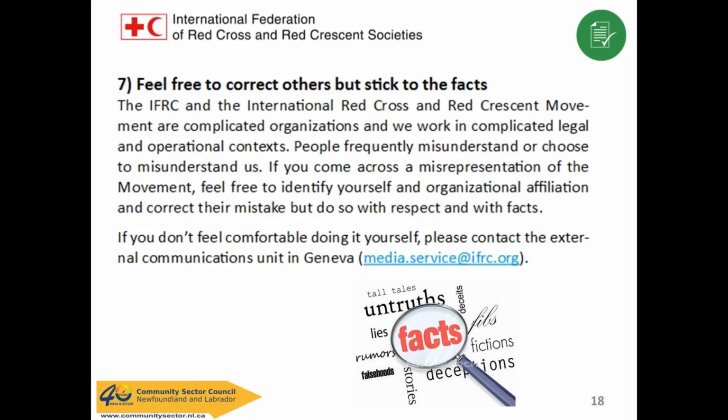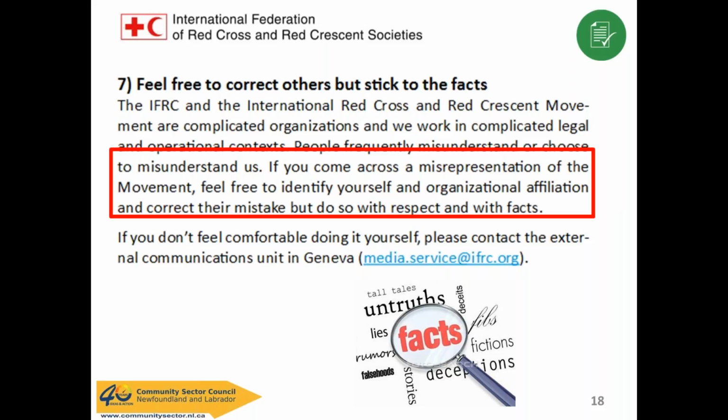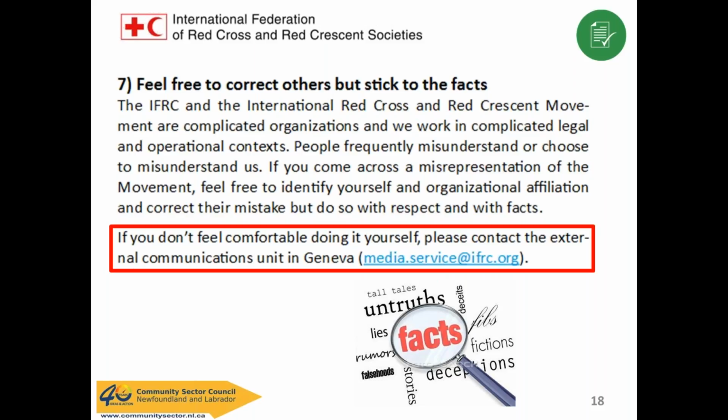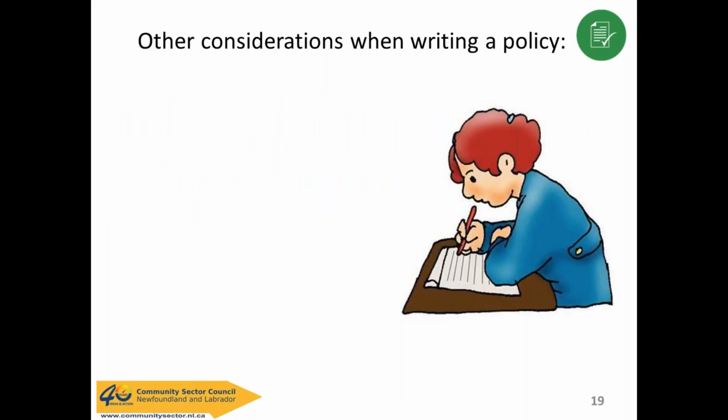So an example by the International Federation of Red Cross and Red Crescent Societies says that their employees and volunteers, or the people that this policy is referring to, can feel free to correct others but stick to the facts. So they said, if you come across a misrepresentation of the movement, feel free to identify yourself and your organizational affiliation and correct their mistake, but do so with respect and with facts. And if you don't feel comfortable doing it yourself, please contact the External Communications Unit in Geneva, and then they provided the contact information.